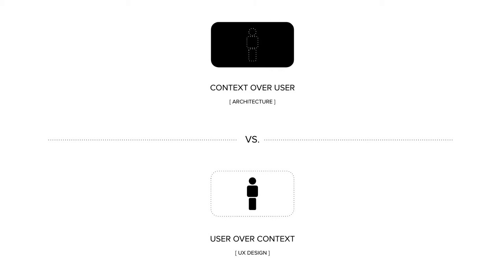UX design and architectural design share a lot of similarities, yet they also have many differences. What is most relevant here is the different role that research plays in the design process. For architects, the research that precedes the design is mainly about context. Architects care about history, surroundings, relation to city space, etc. There's typically relatively little user research.